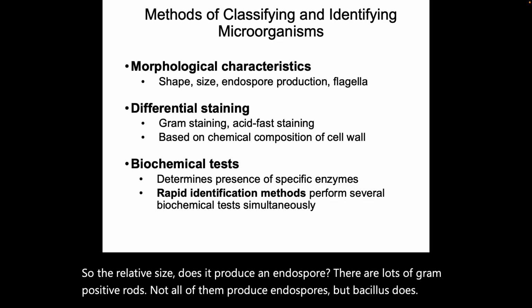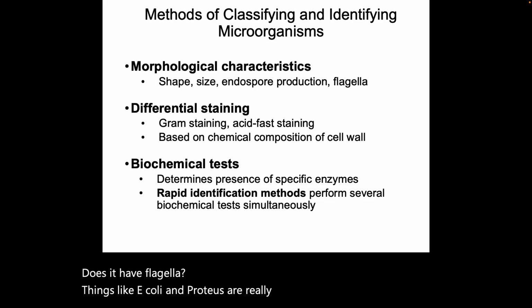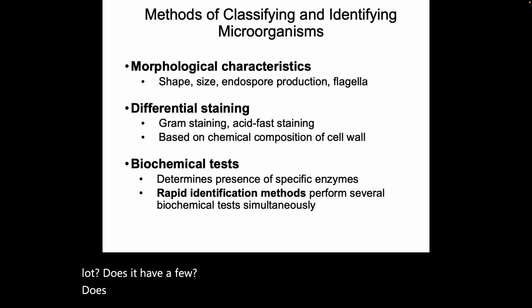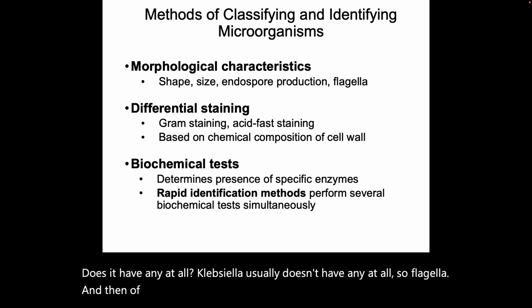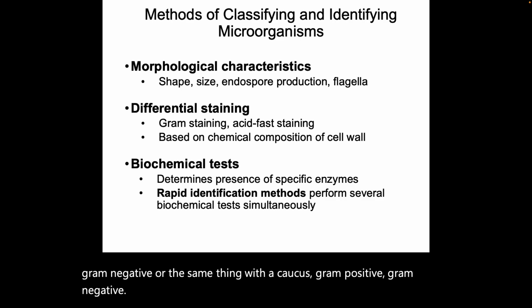Does it have flagella? Things like E. coli and Proteus are really motile. They usually have flagella. Things like Pseudomonas might only have 1 or 2. Does it have a lot? Does it have a few? Does it have any at all? Klebsiella usually doesn't have any at all. So flagella. And then, of course, differential staining. Well, it's a rod. Is it gram-positive or gram-negative? Or the same thing with the coccus, gram-positive, gram-negative. It's neither. Is it acid fast?